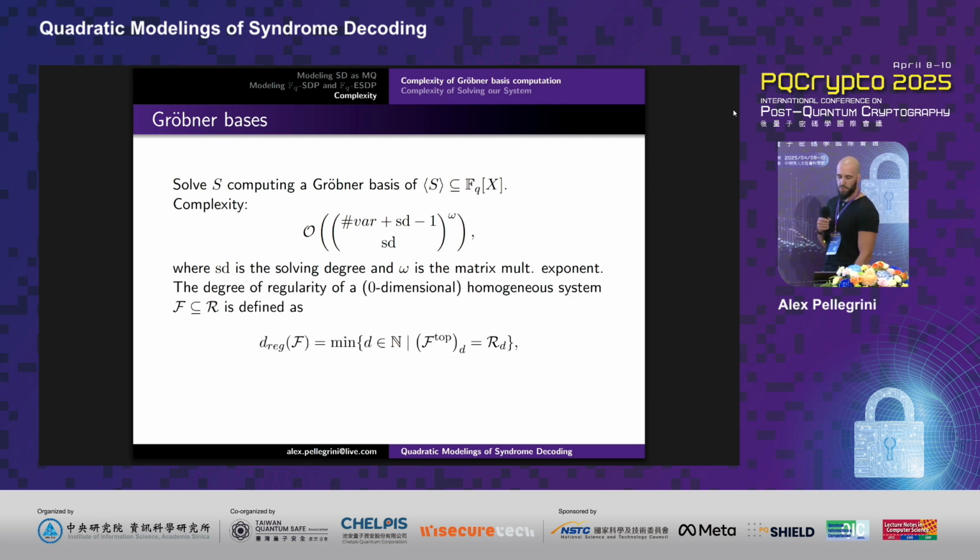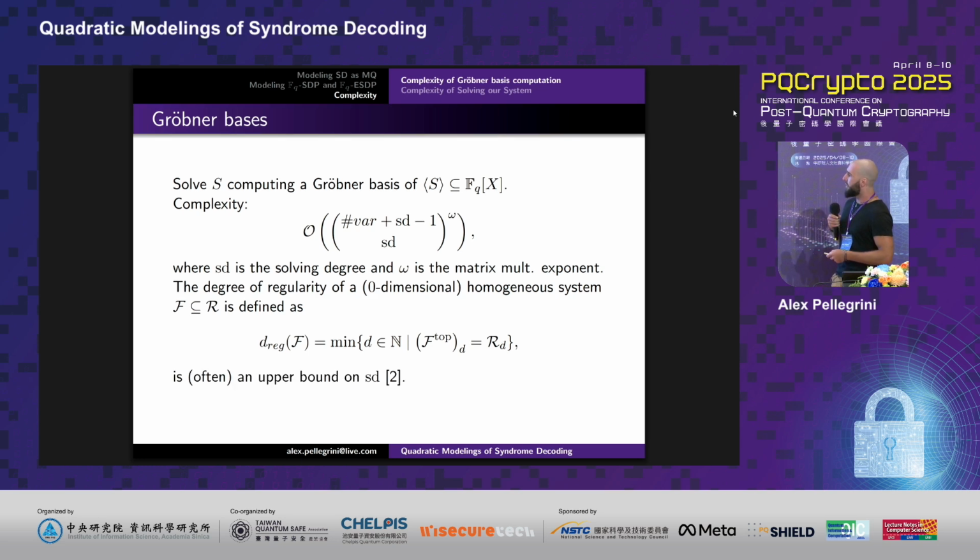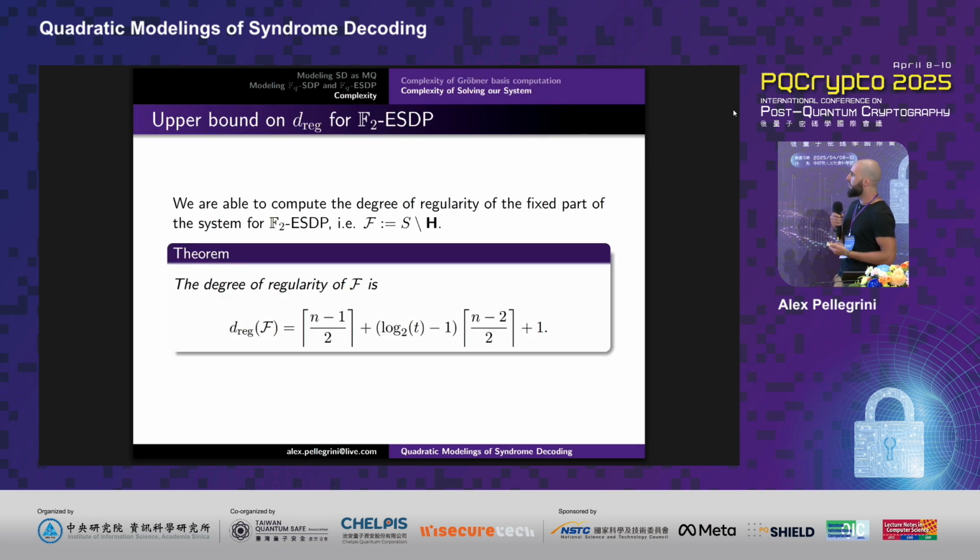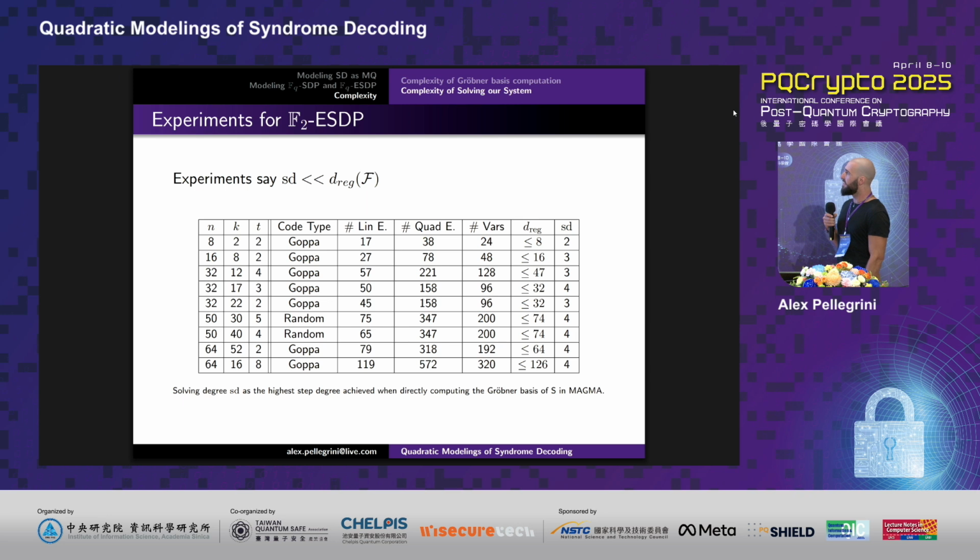Okay. So there's one way to bound this solving degree, which is given by the degree of regularity, which is defined like this for some sort of homogenization of the system, and which is often an upper bound on SD. We could compute it for the exact syndrome decoding problem over F2, which is given by this formula, but only for the fixed part of the system. And sadly, this is not a real good bound. It's a very coarse bound, as you can see here. The degree of regularity is much bigger and getting bigger and bigger with increasing length of the code.